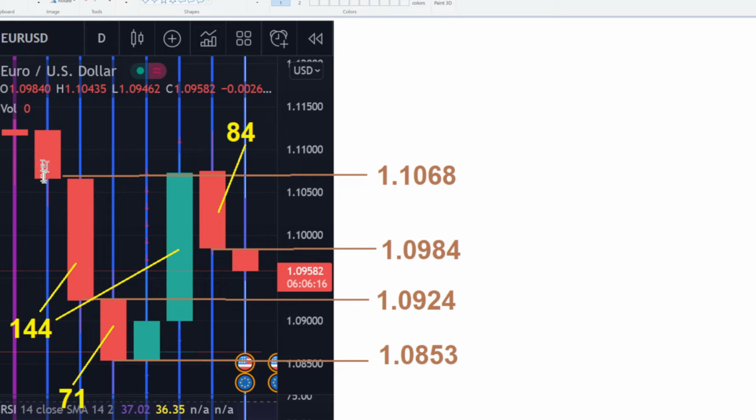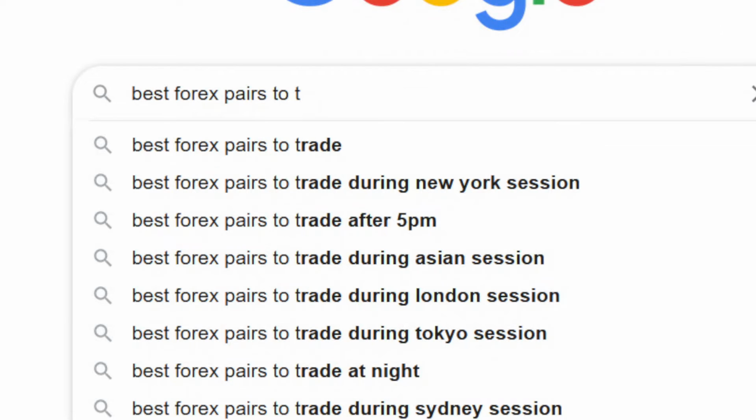You want to pick a pair that gives you enough swing over the day, and probably not even more so with lesser intervals, like over the minute or over 5 minutes or over 15 minutes. You want to pick a pair that has plenty of movement, as long as it's predictable and not just random, because if it's too volatile, it's hard to predict. Now you can also just go by suggestion. So you can just Google, for example, best Forex pairs to trade, best Forex pairs to trade during the New York session, and so on. You can go that route.